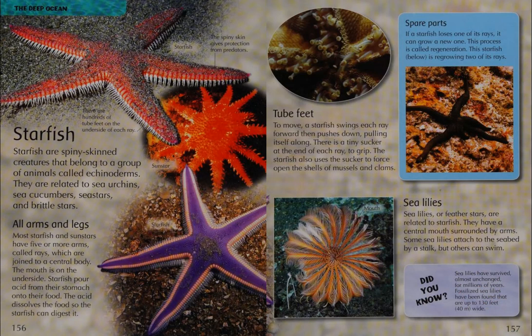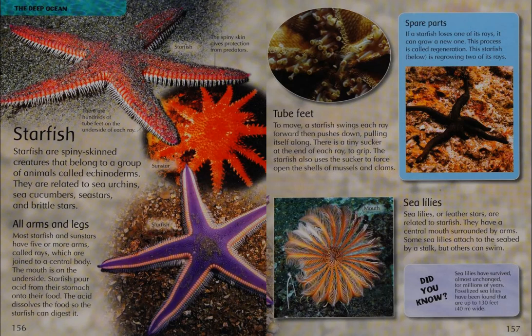They are related to sea urchins, sea cucumbers, sea stars, and brittle stars, all arms and legs. Most starfish and sun stars have 5 or more arms, called rays, which are joined to a central body. The mouth is on the underside. Starfish pour acid from their stomach onto their food. The acid dissolves the food so the starfish can digest it.